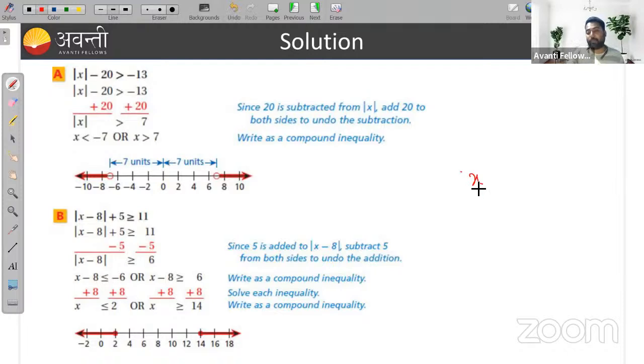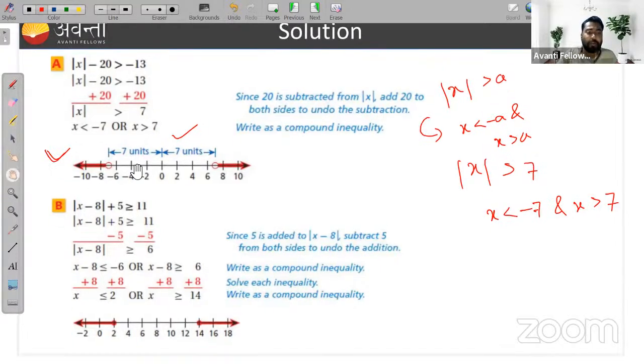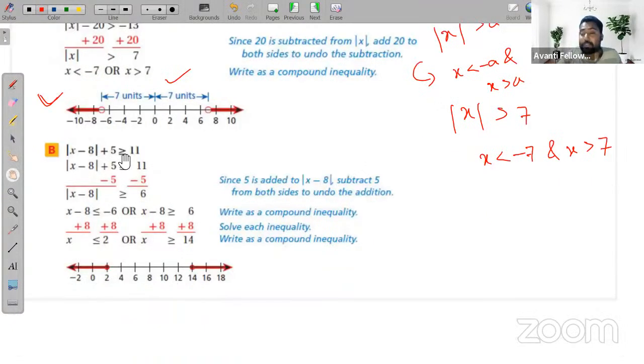When you get mod x is greater than 50, what is the solution? x is less than minus 50 and x is greater than 50. This is the property: mod x is greater than a gives x less than minus a and x greater than a. The solution can also be represented graphically on the number line.